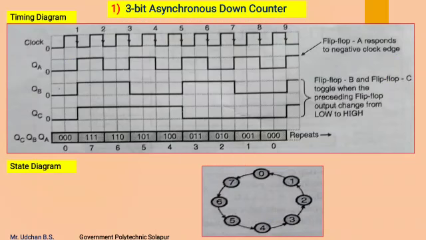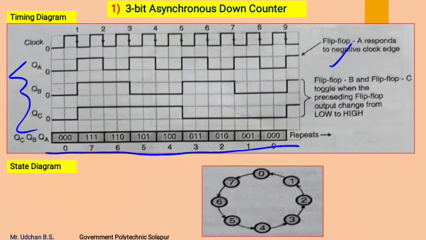So this is the timing diagram of the 3-bit asynchronous down counter. These are the three outputs of the 3-bit asynchronous down counter. The outputs are changing at every negative edge of the clock input, and these are the 8 states of the counter output.